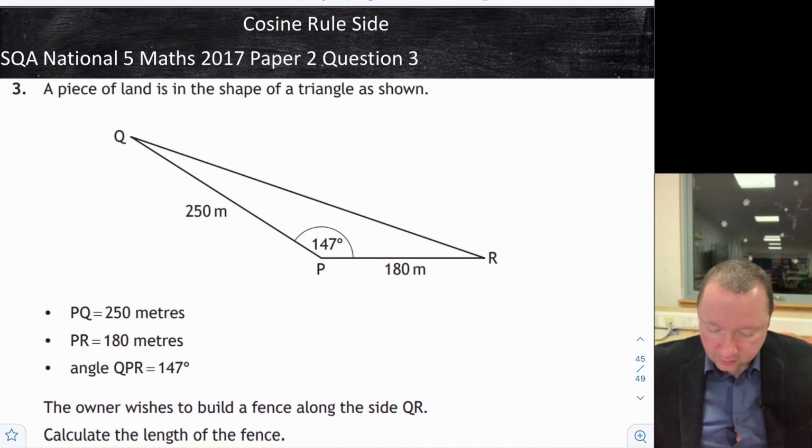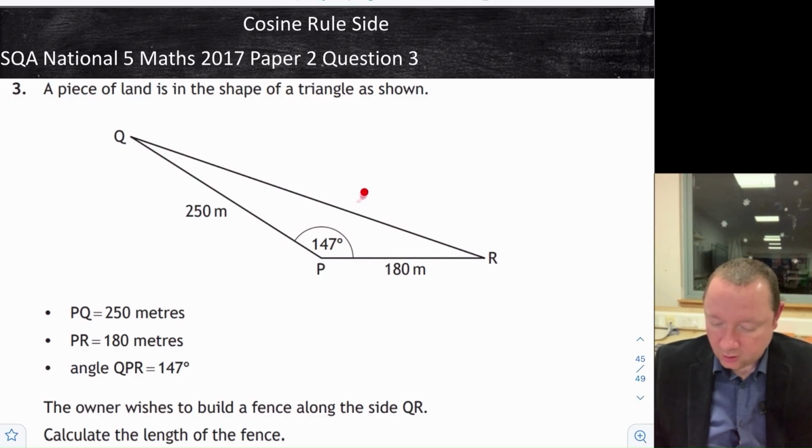SQA National Fine Maths 2017 Paper 2 Question 3 had this question. It says PQ is 250, PR is 180, and this is the angle, and it's building a fence around this. We want to build a fence alongside QR. What is the length of the fence? So we need to work out the length of QR. So once again, just checking, as long as I've got the angle and the sides either side of the angle, I can use the cosine rule to find the opposite side.